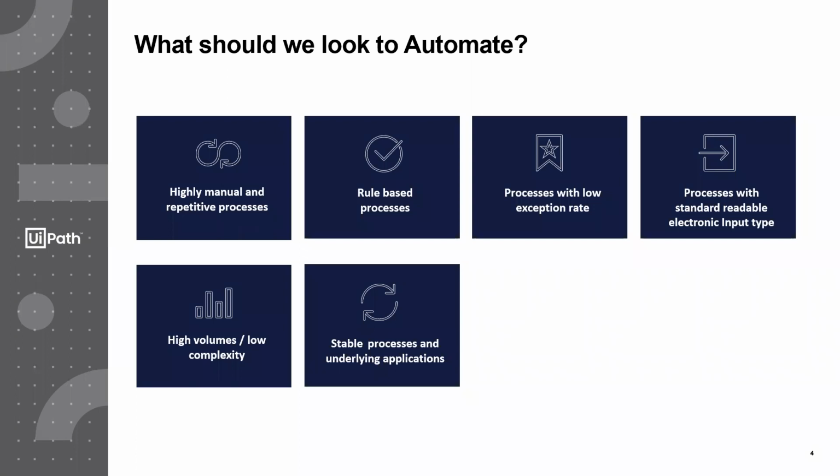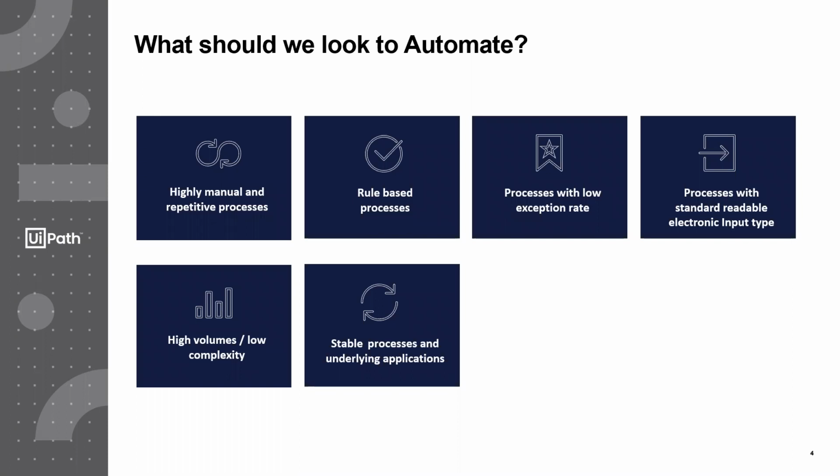Stable processes and underlying applications. Again, this is also a very important factor. Stable processes means a process which is not changing a lot. When I talk about a process not changing a lot, look for processes which have been done for at least 2 to 3 years without any change. Here the change is towards the business side.